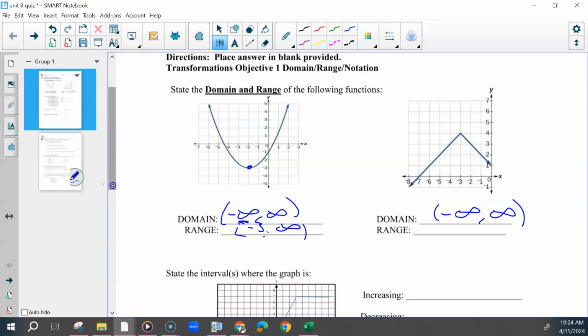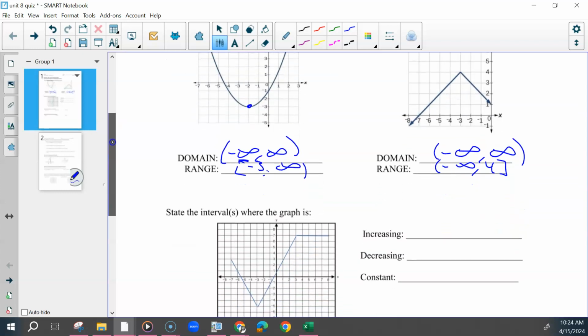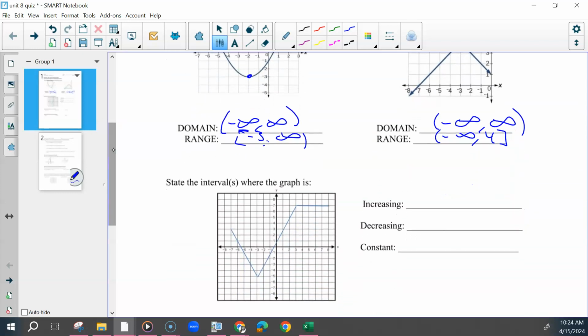For the range for the second one, it starts at negative infinity and ends at 4, close square bracket. Questions on those two? Most of the issues I saw were with the bracket or parentheses. The numbers or infinities were right.